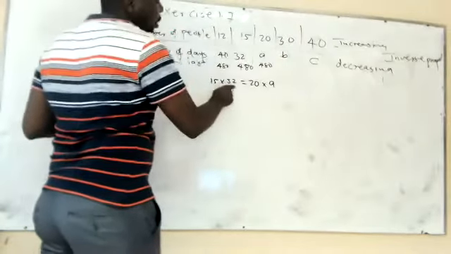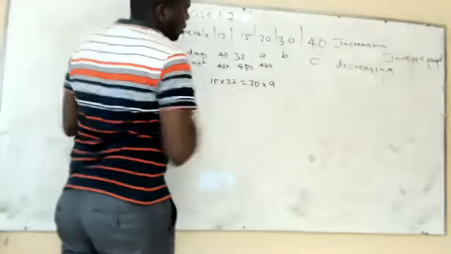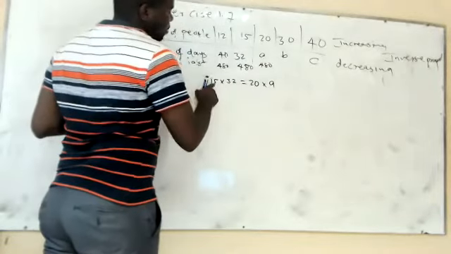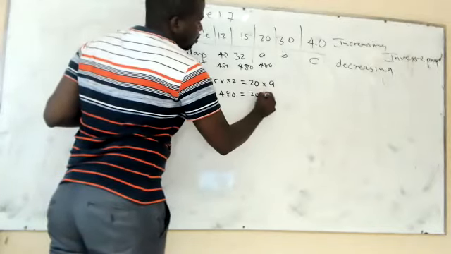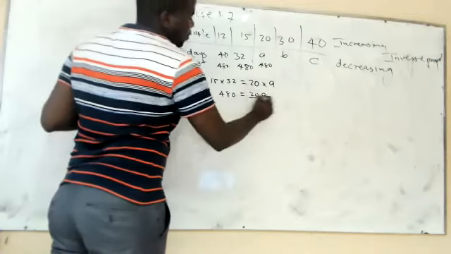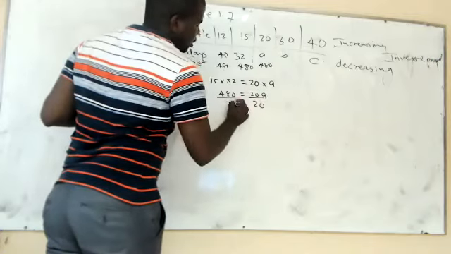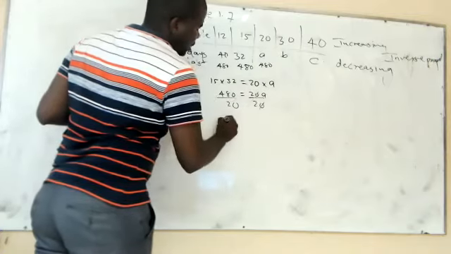So it's 15 times 32 equal to 20 times 8. If you multiply 15 and 32, you're going to get 480 equal to 20 multiplied by 8. So we make A the subject of the formula by dividing both sides by what? By 20. So that 20 and 20 cancel each other.